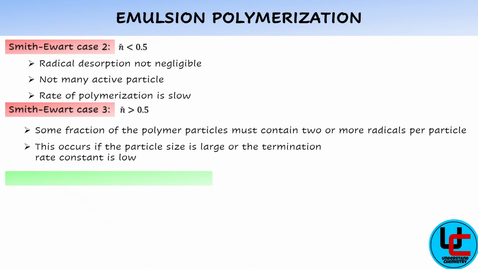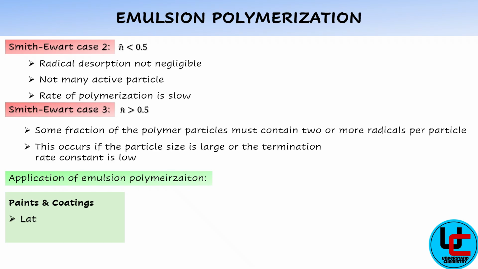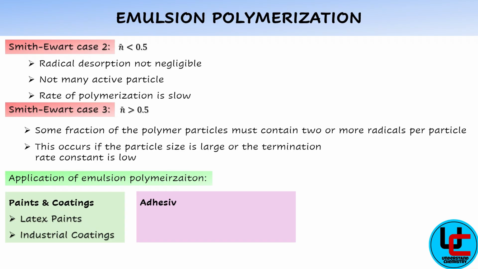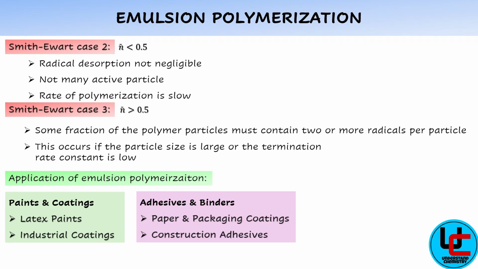The true power of emulsion polymerization is revealed by the vast number of commercial applications, many of which are part of our daily lives. First, in paints and coatings. This process gives us water-based latex paints, which are popular for their ease of use, low odor and fast drying times, as well as durable industrial coatings. Secondly, it is used in adhesives and binders. It produces the essential polymers for paper and packaging coatings, which provide strength and a smooth finish, and strong construction adhesives used in flooring and paneling.